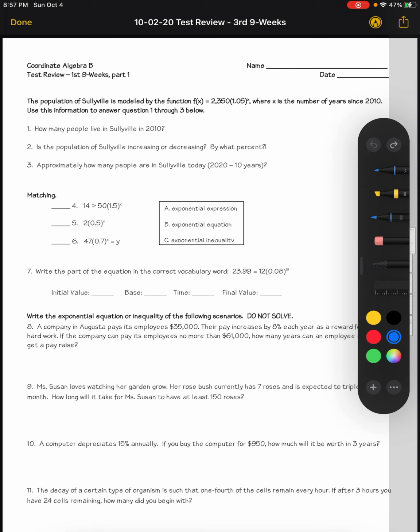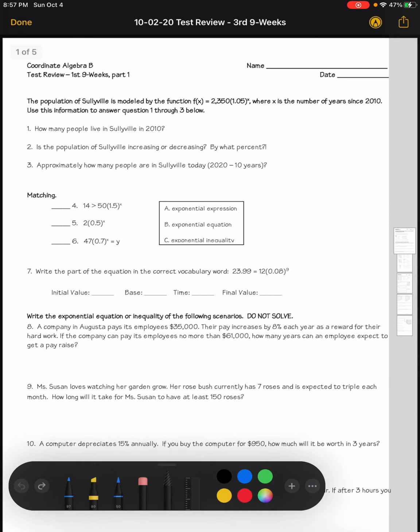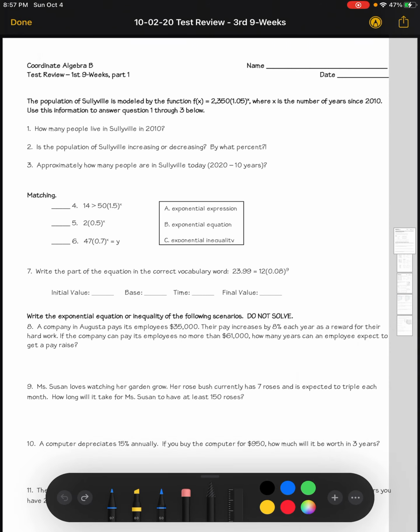And I'm going to get this pen to start writing for me here. And our initial value is, remember, the same as A. Okay, and our formula, so our initial value is 2,350. So that's how many people live in Sellersville in 2010.